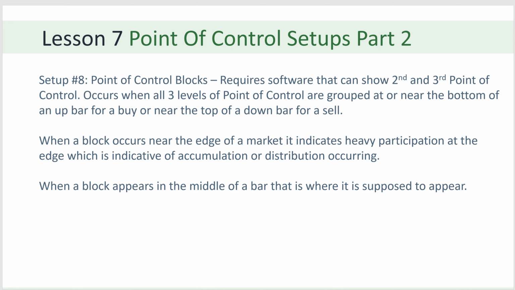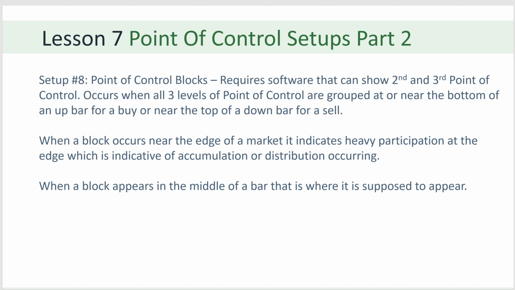Point of control blocks. Now, this requires software that can show 2 or 3 point of controls, second and third level point of controls rather. And CRS Charts doesn't have it. I think there's an add-on for it somewhere. Someone was telling me. I haven't looked it up because I already have it on NinjaTrader. I mean, you get NinjaTrader for free, and it's there if you have order flow software. And it's going to occur when all 3 levels are grouped together at or near the bottom of an up bar for a buy, or near the top for a sell.